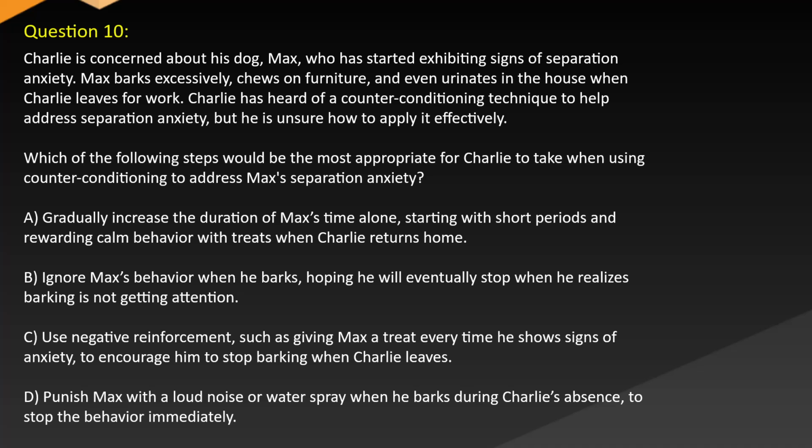Which of the following steps would be the most appropriate for Charlie to take when using counter-conditioning to address Max's separation anxiety? A. Gradually increase the duration of Max's time alone, starting with short periods and rewarding calm behavior with treats when Charlie returns home. B. Ignore Max's behavior when he barks, hoping he will eventually stop when he realizes barking is not getting attention. C. Use negative reinforcement, such as giving Max a treat every time he shows signs of anxiety to encourage him to stop barking when Charlie leaves. D. Punish with a loud noise or water spray when he barks during Charlie's absence to stop the behavior immediately.